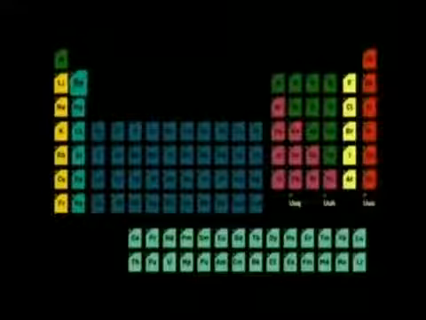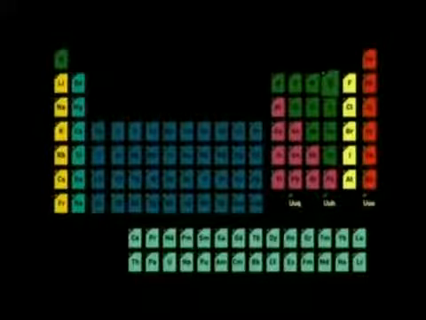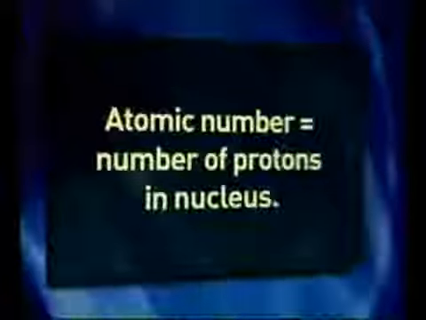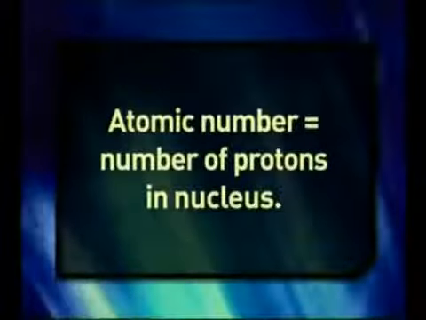The modern periodic table is arranged by increasing atomic number. An element's atomic number is equal to the number of protons in its nucleus. It also corresponds to the number of electrons in a neutral atom, because in a neutral atom there are an equal number of protons and electrons.